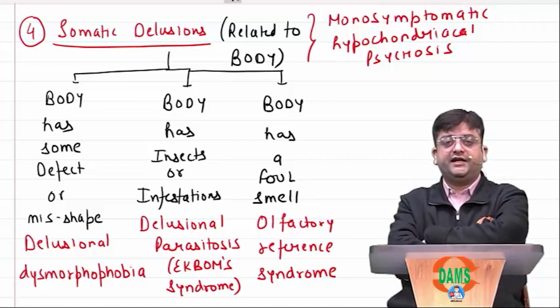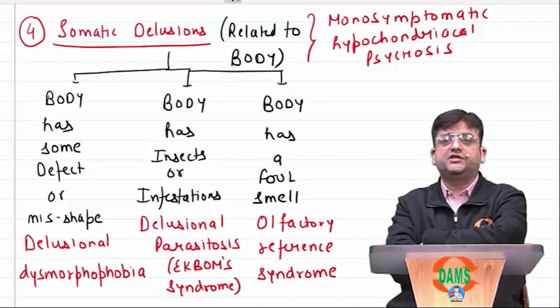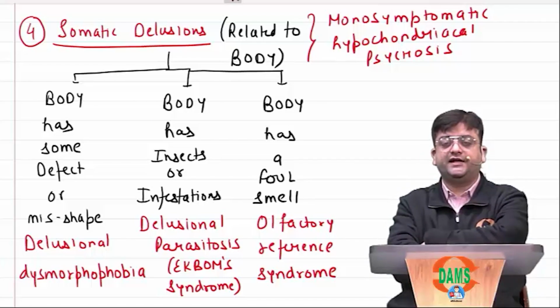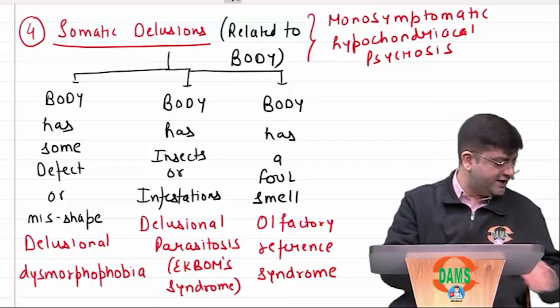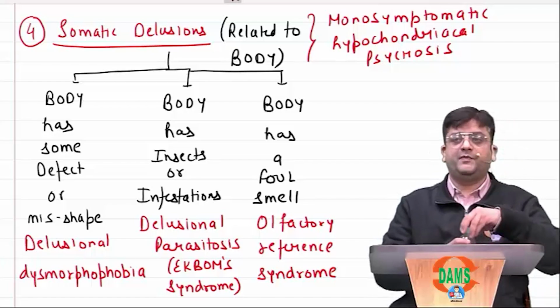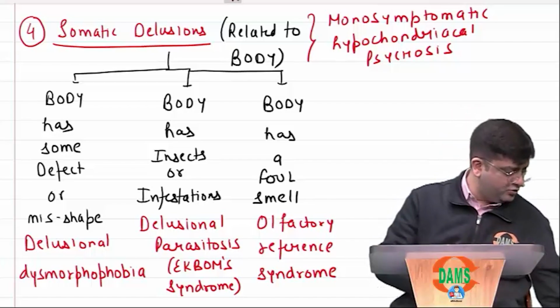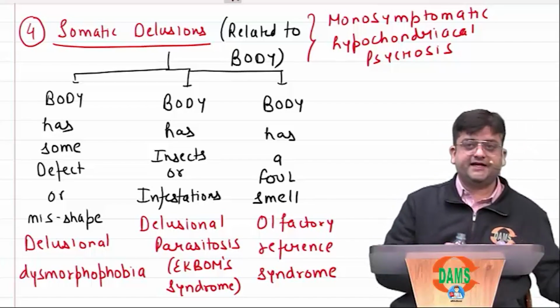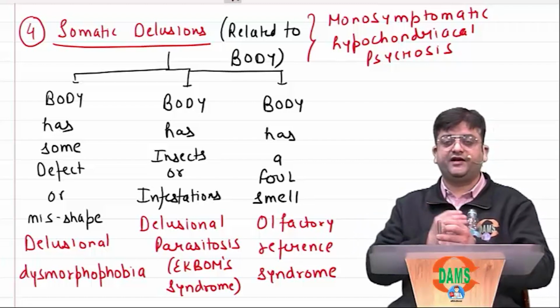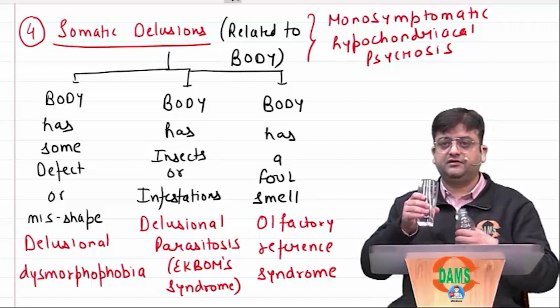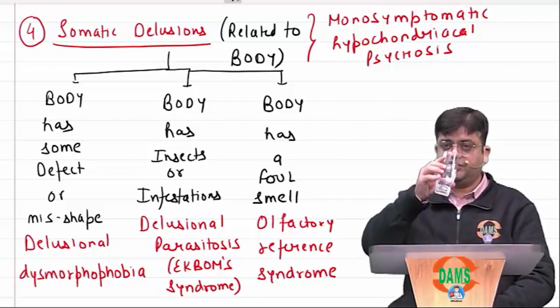So there are three types of somatic delusions. Somatic means body related delusions. Soma means body. All these three are together known as monosymptomatic hypochondriacal psychosis. Hypochondriasis is a different disease. I'll teach you that in the next chapter. Chapter number 4, sorry.